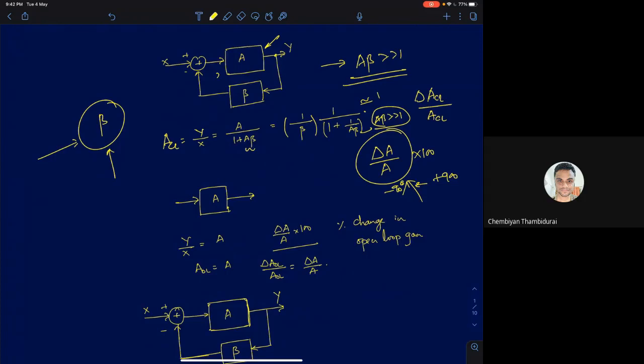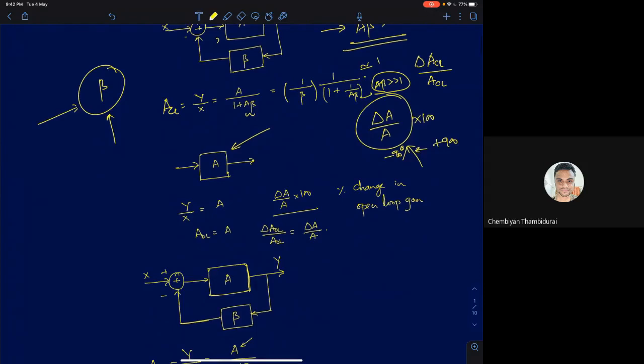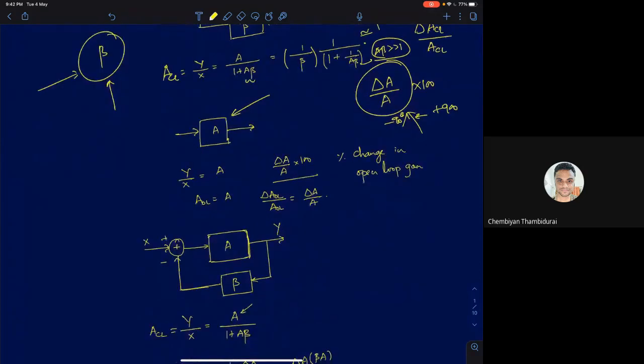Now, to quantify it better, how much advantage are we really getting in comparison with an open loop amplifier? Let A be the gain of an open loop amplifier. If delta A by A is the fractional change in the gain, multiplied by 100, that will be your percentage change in the open loop gain. So delta AOL by AOL, where AOL is nothing but the forward gain of the amplifier, is simply delta A by A itself.